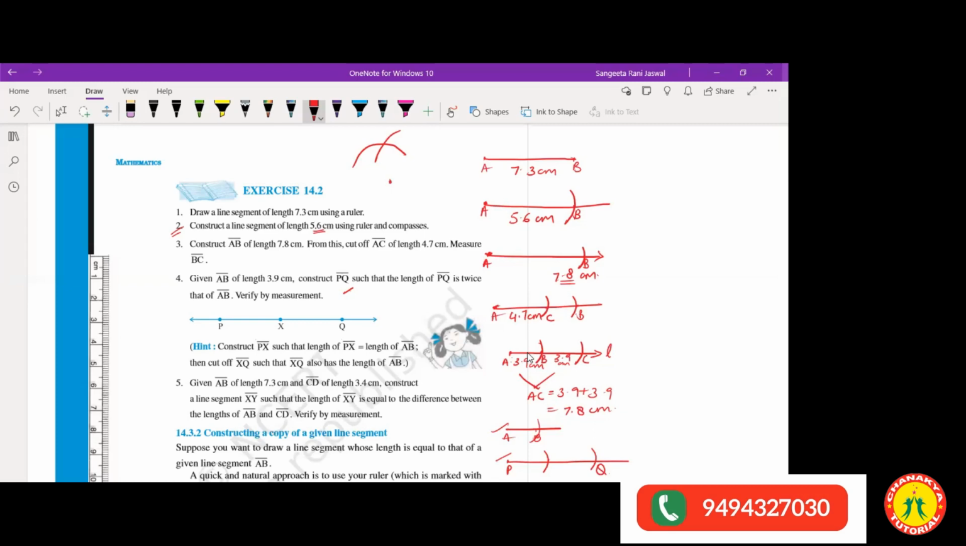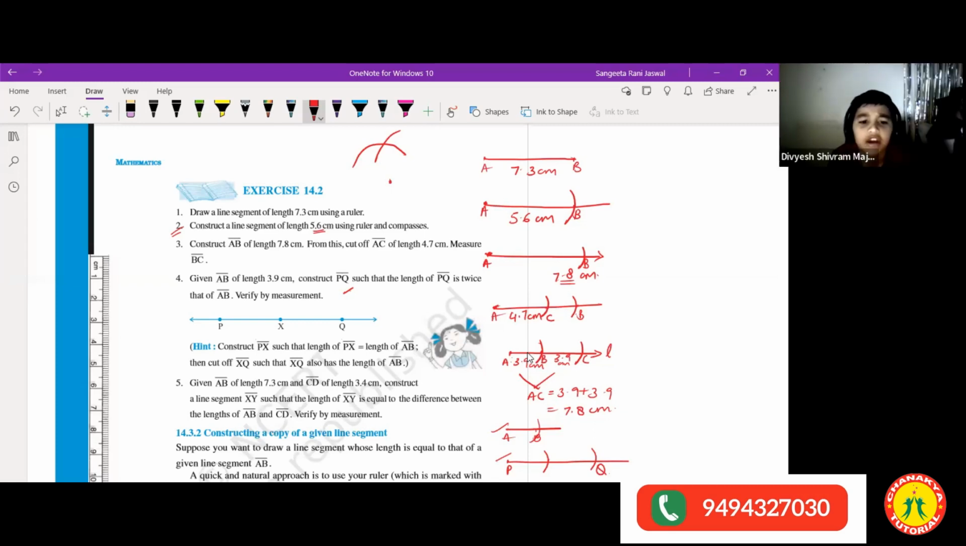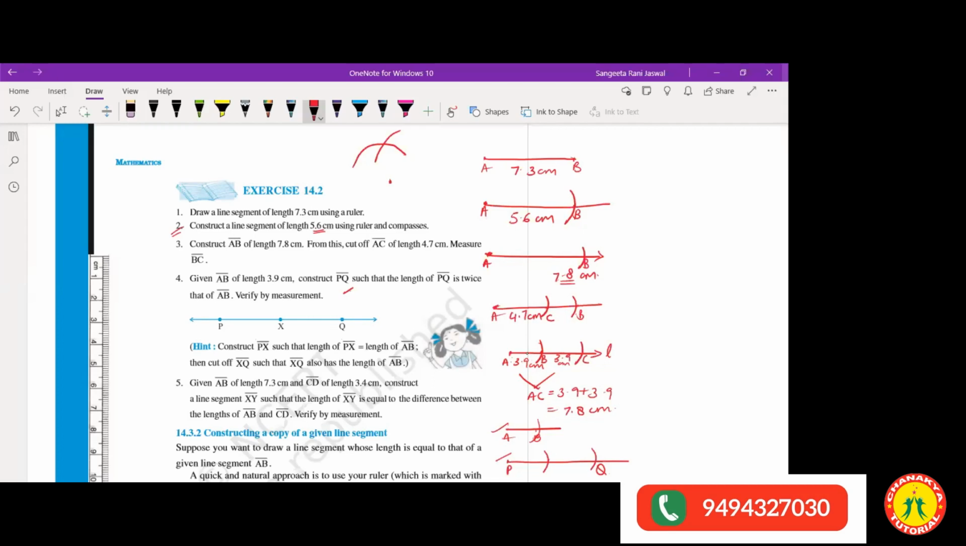Given a line AB of length 7.3 centimeters and CD of length 3.4 centimeters, construct a line segment XY such that the length of XY is equal to the difference between the lengths of AB and CD. Verify by measurement. So that means the required line will be the difference of AB and CD.